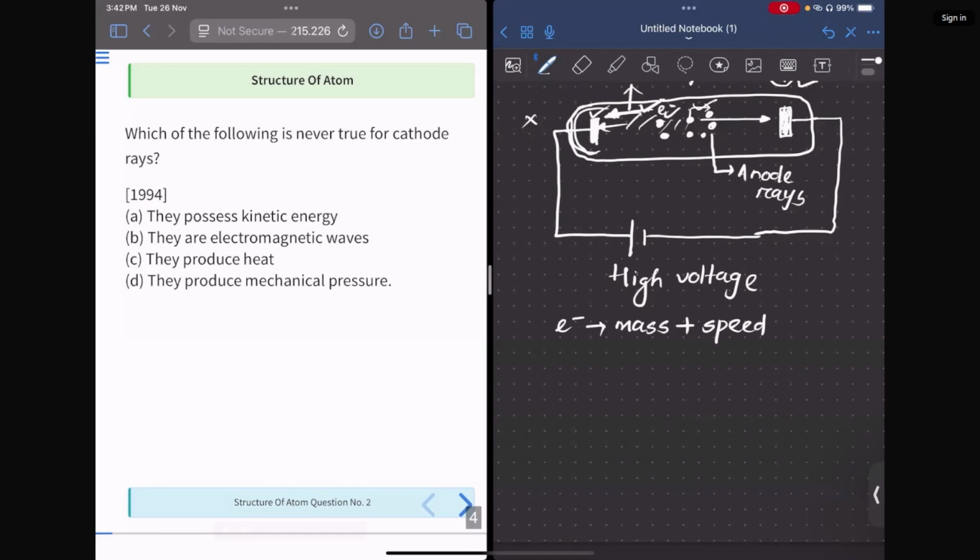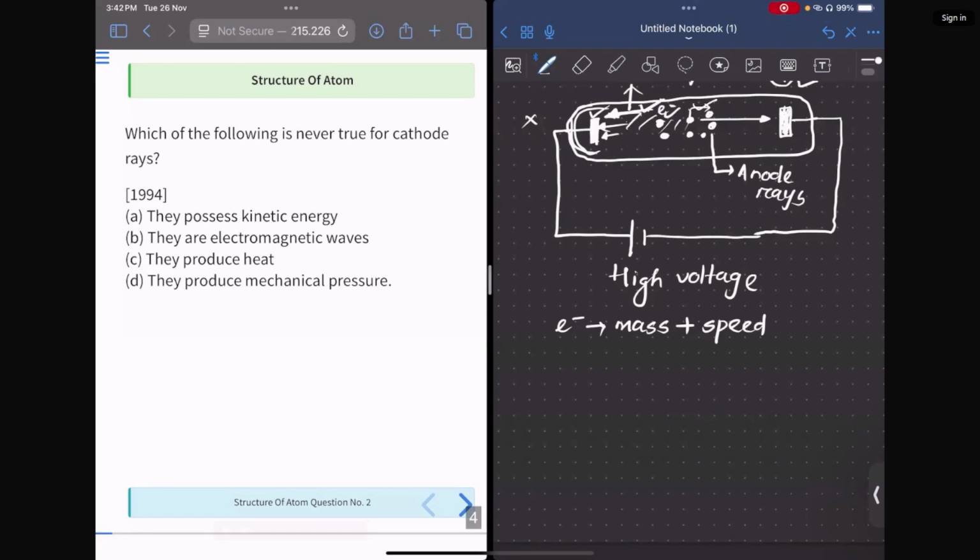You know, none of the collisions are perfectly elastic. So if a collision is not elastic, then some of the energy will be distributed to the surface in the form of heat. So heat will be generated when electrons bombard the electrode. So option C is also correct. Let's move to option D.